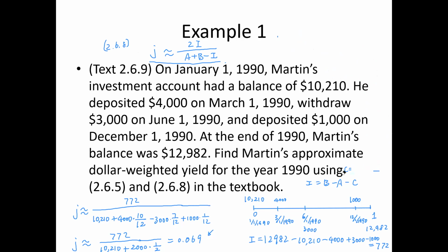Again, the goodness of 2.6.8 is that it doesn't have C. If we have C, then obviously you don't need to do that, but sometimes you don't. So 2 times 772 over A, which is 10,210, plus B, which is 12,982, minus I, 772. Okay. You calculate it out, it should be the same, 0.069. Okay. This problem has time 1 year.